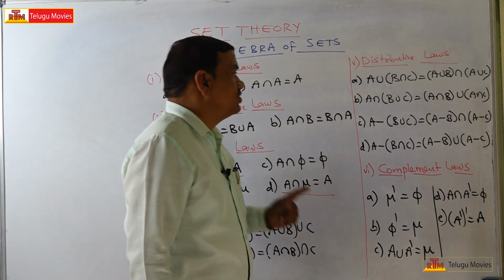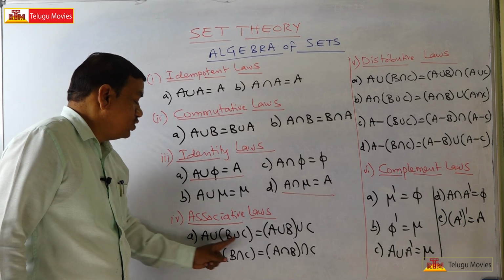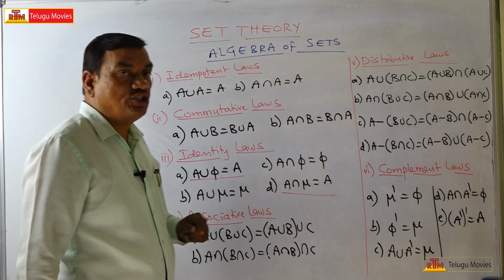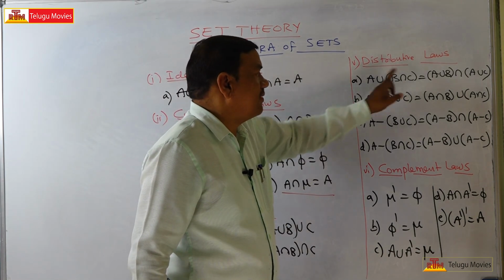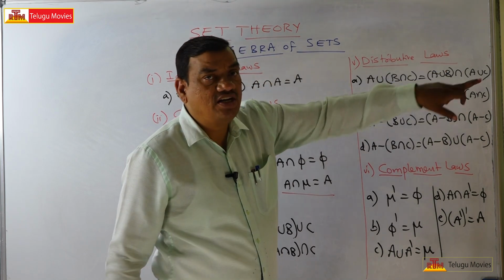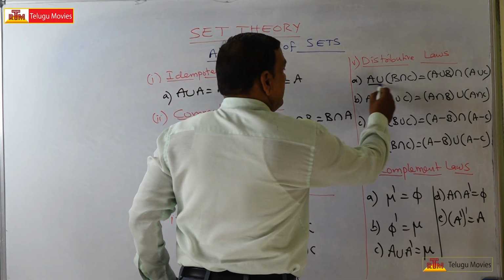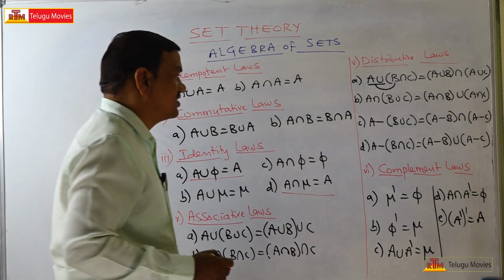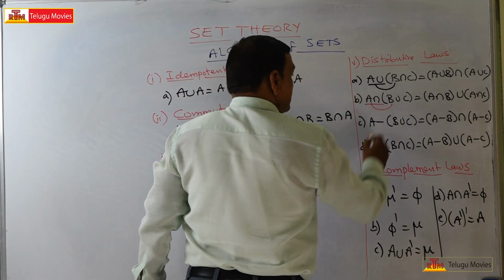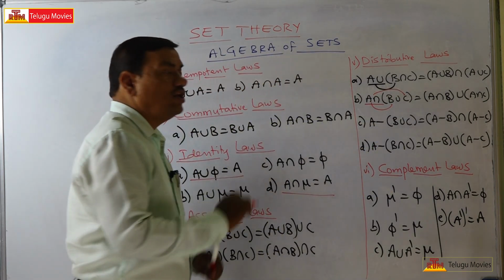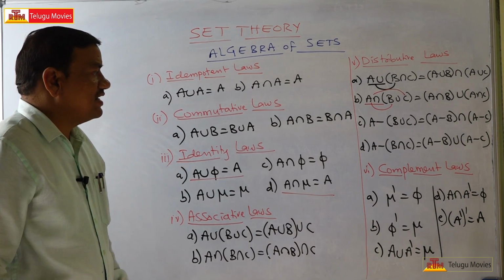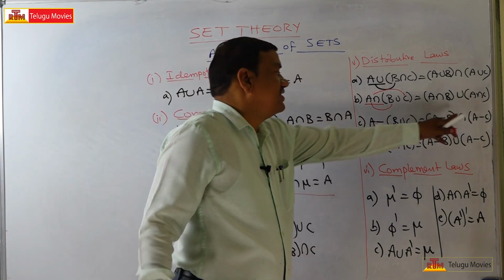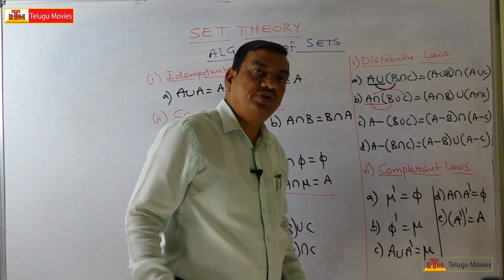Next one, distributive laws. In the associative laws you have the same operation, union, union, intersection, intersection. But in distributive laws, union and intersection both come. A union B intersection A union C, the middle intersection will come. A intersection B union A intersection C, the middle union will come. Similarly, A minus of B union C is equal to A minus B intersection A minus C. If union is there, intersection will come. If intersection is there, union will come.